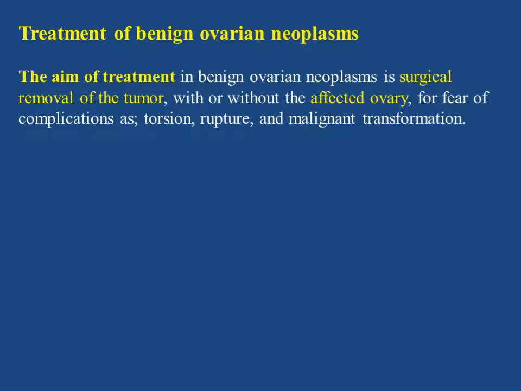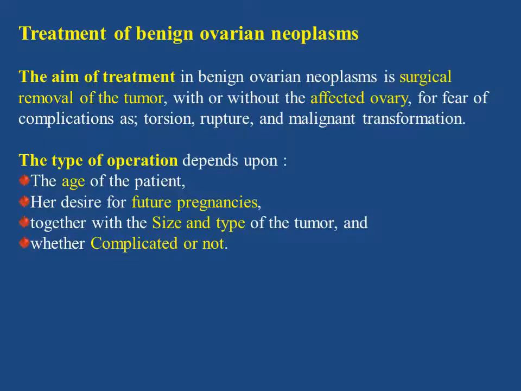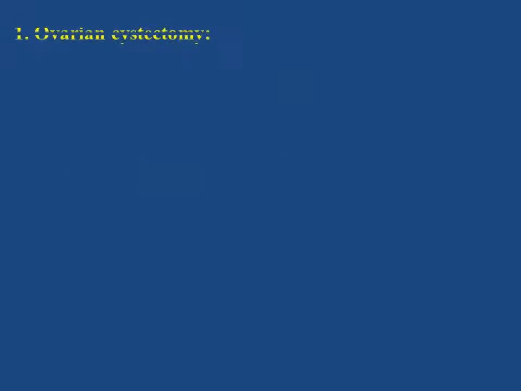Then what about the treatment of benign ovarian neoplasm? Our aim of treatment is surgical removal of the tumor with or without the affected ovary. This is for fear of complications we talked about a few minutes back, like torsion, rupture, or malignant transformation. Then, what about the type of the operation? It depends on my patient's age, whether she needs future pregnancies or not, the size and the type of the tumor, and whether it is complicated or not.